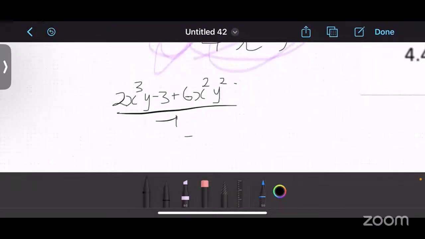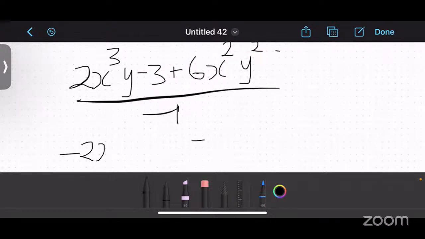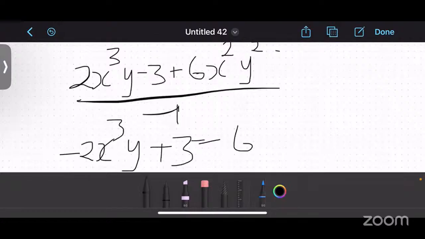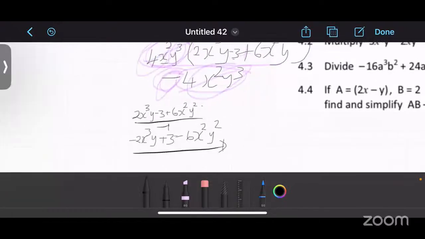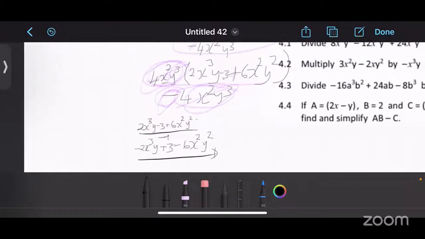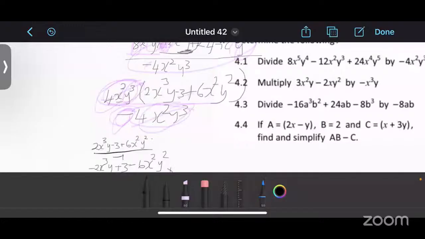And divided by -1. So when you are dividing with a -1, everything at the top is going to change the sign. If it's negative, it's going to become a positive. If it's positive, it's going to become a negative, right? So that means we're going to have -2x to the power of 3y plus 3 minus 6x to the power of 2y to the power of 2. And this is going to be our final answer. Do we have any questions before I end the lesson?